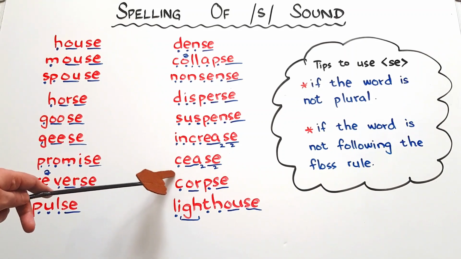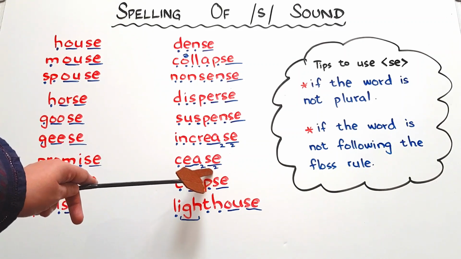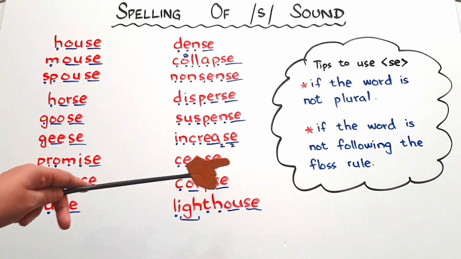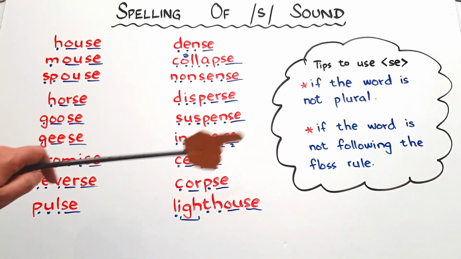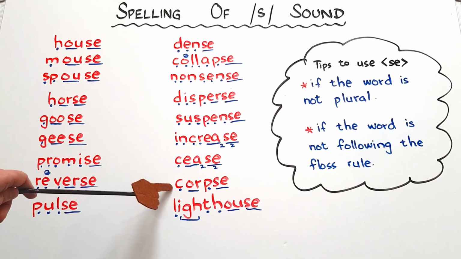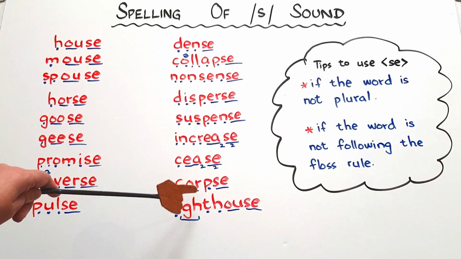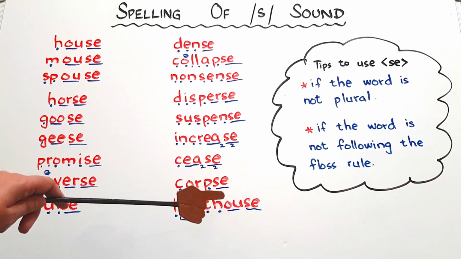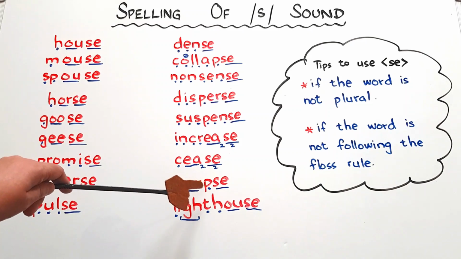Then we have the word seize, E, again E2, and then Z, S2. Seize means to stop. Cease fire. Stop fire, right? Then we have the word corpse. Corpse means the dead body. It could be a dead body of an animal or of human as well.